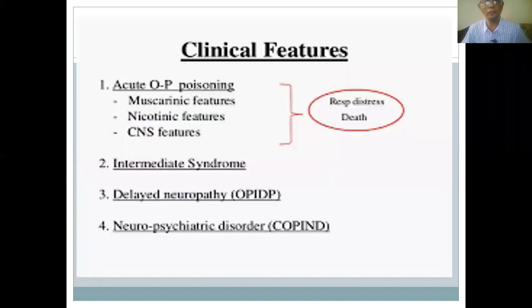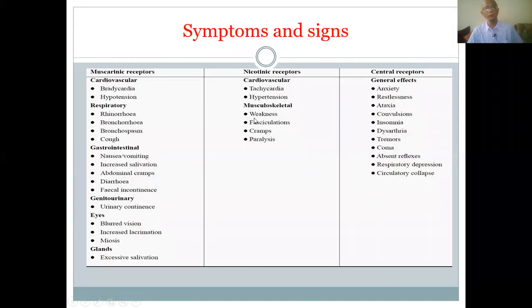Now comes the clinical features. In acute organophosphorus poisoning, there may be intermediate syndrome, delayed neuropathy, and neuropsychiatric disorder can occur. In acute OP poisoning, there may be muscarinic features, nicotinic features, and CNS features. And ultimately, there is respiratory distress and death can occur. Now come to the symptomatology, that is the muscarinic effects, nicotinic effects, and CNS effects.